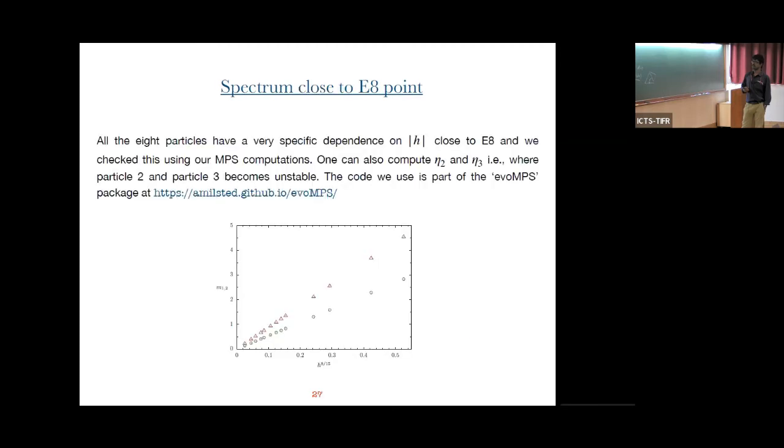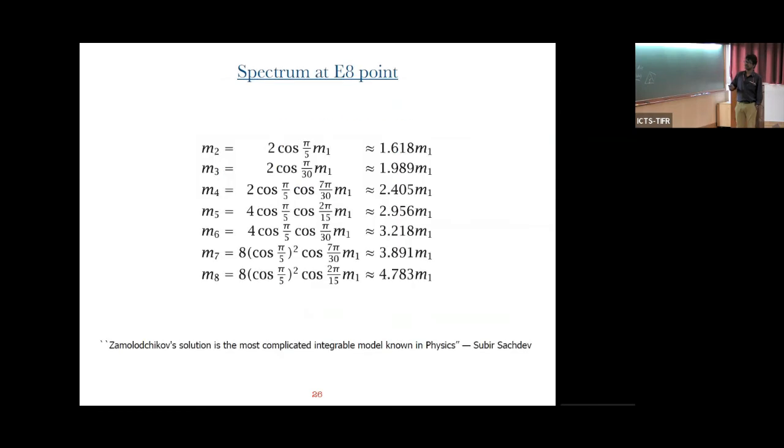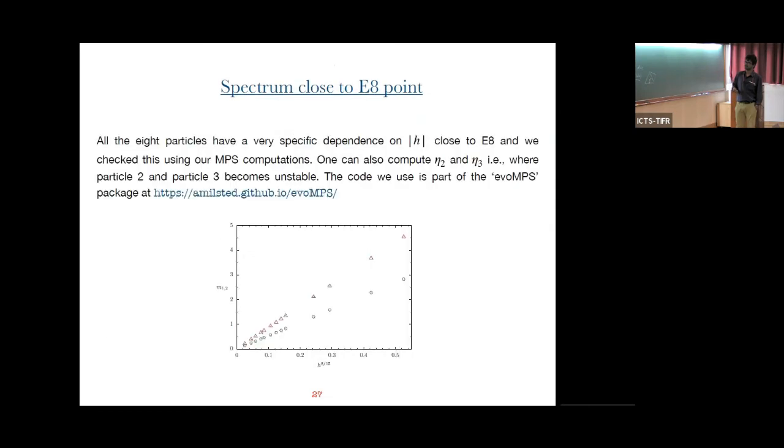Integrable model. What we really want to do, it has a mass dependence on the magnetic field that goes something like this, and we did MPS computations to see that we exactly get that. So the masses of those stable particles are all proportional to some fractional power of h. That is exactly what we see.